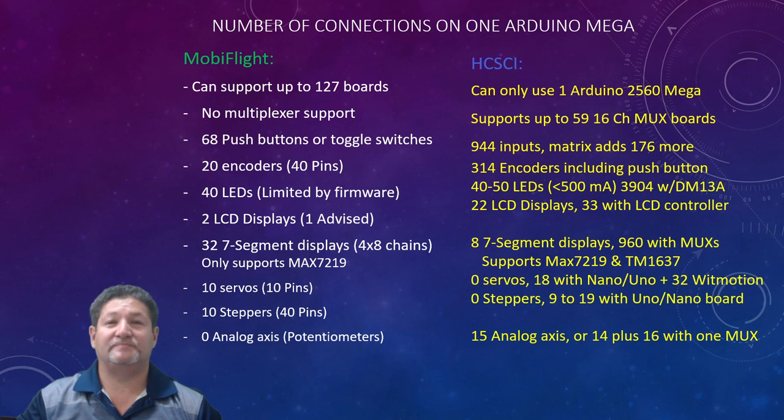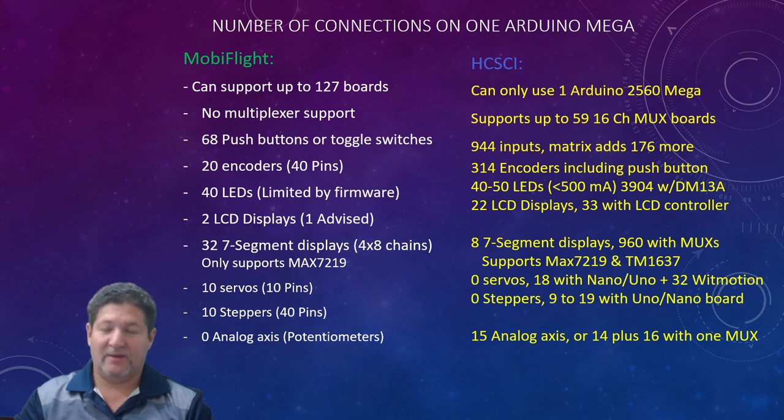Now with Hicksee, you can have up to 15 analog inputs directly into the Arduino, which would be on A0. I'm sorry, I think it should be 16. It's A0 through A15, so it should be 16. I messed up right there. Or you can have 15 plus one output multiplexer, which you can also assign as an analog multiplexer. So you have 31 total with a Hicksee. I think that's probably more than anybody will ever need as far as analog axes.